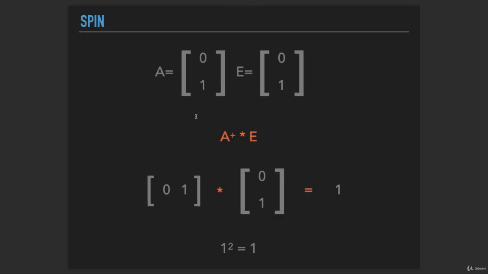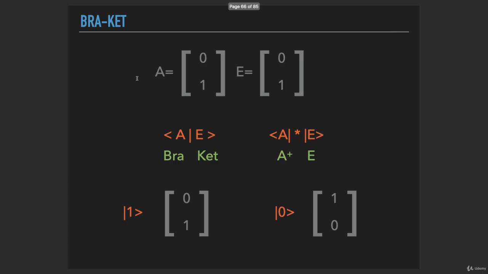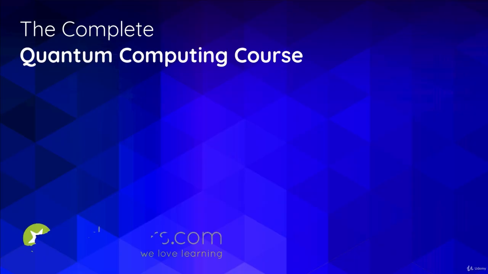There is a much easier notation to work with. It's called bracket, and it will help us represent the states with this kind of notation over here. It would be very helpful when it comes to advanced quantum computations. So let's stop here and see that bracket notation in the next lecture together.